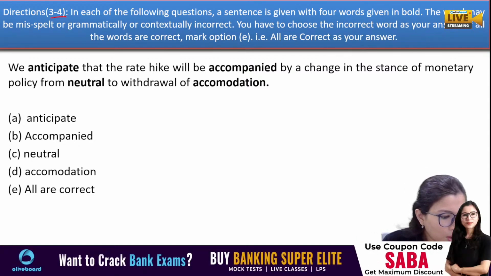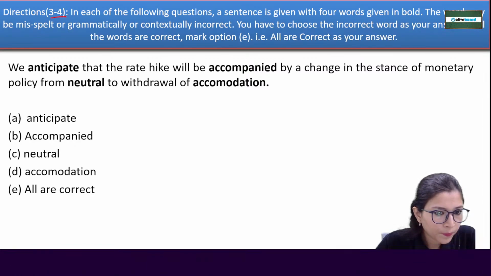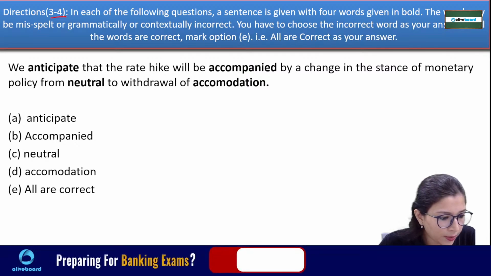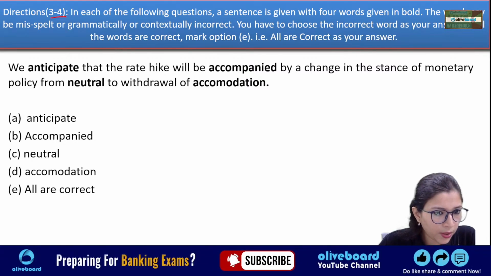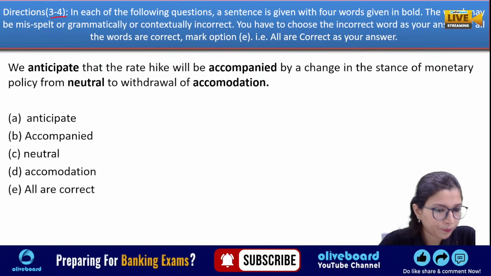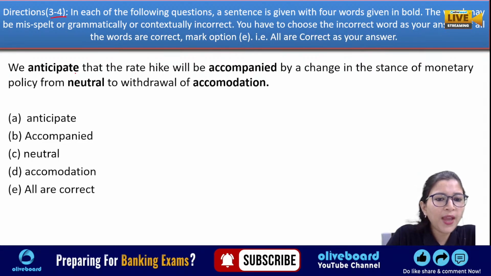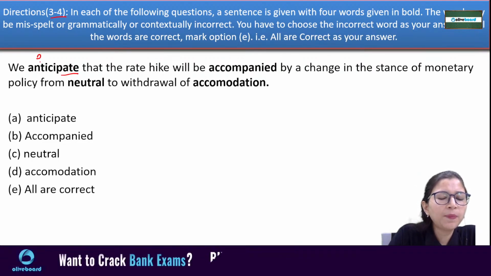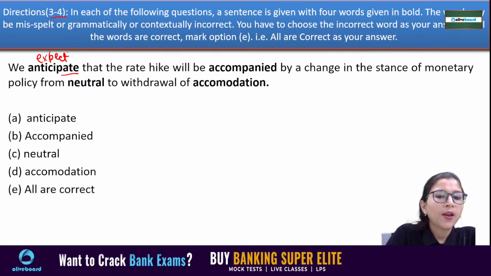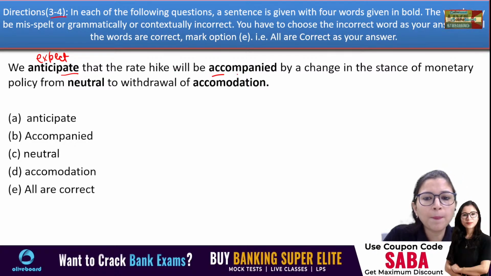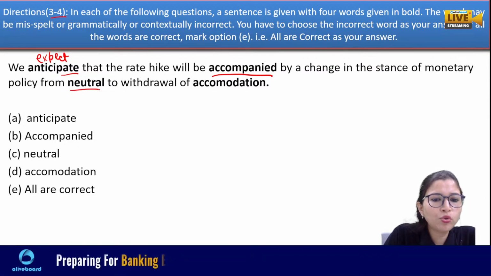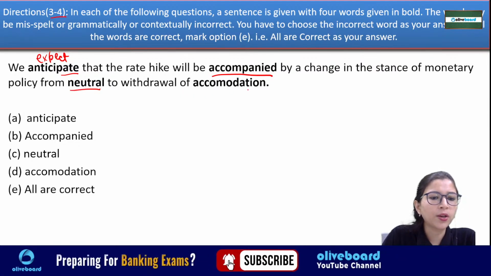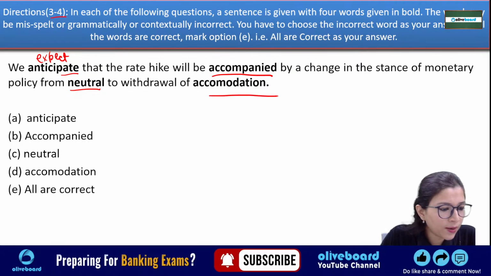Now E, C, D. E means all are correct. D means it is incorrect. C means that is incorrect. See, we anticipate that. Anticipate means what? Expect that. Rate hike will be accompanied by a change in the stance of monetary policy from neutral to withdrawal of accommodation. See, a simple spelling error is there.